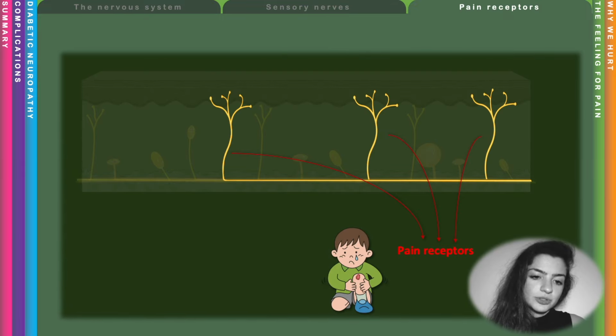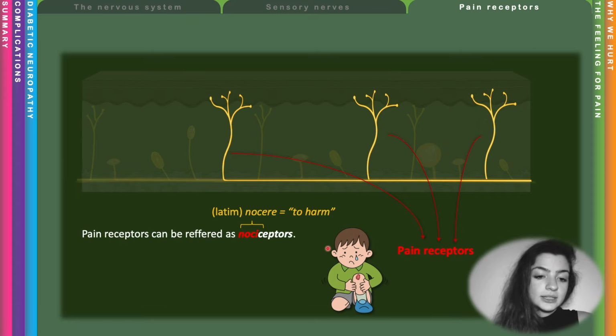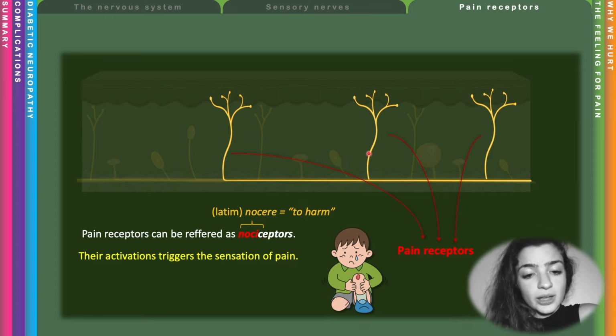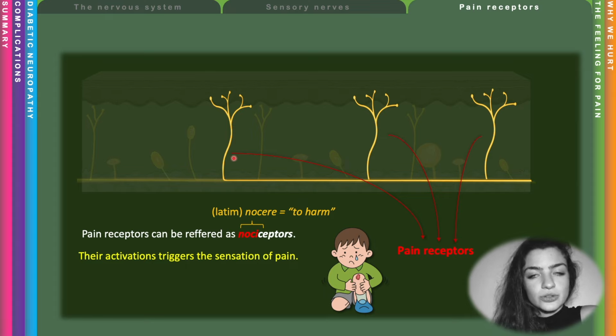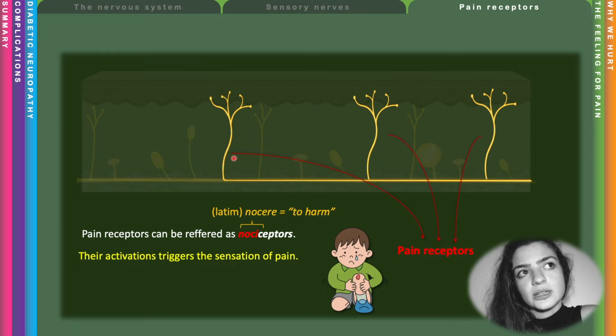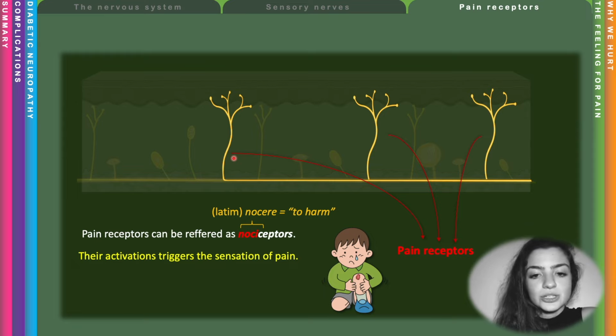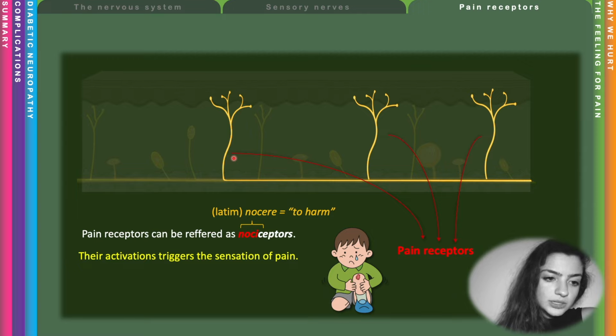The pain receptors, these guys here, they can also be referred to as nociceptors, and the activation of these receptors triggers the sensation of pain. Of course, it takes it to the nervous system, so there will be other things that will modulate pain, including things like stress or anticipation, but this is where pain starts. It's triggered by the nociceptors.